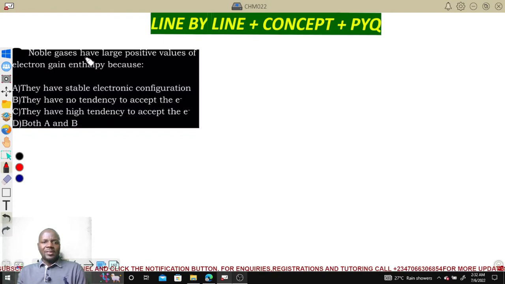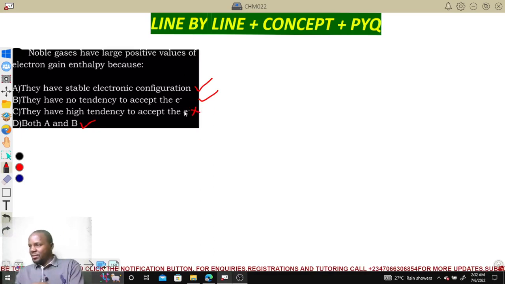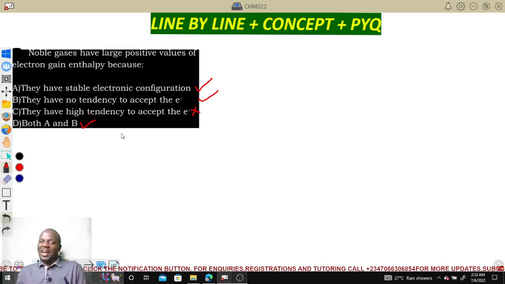Now, noble gases have large positive value of electron gain enthalpy because they have what? Stable electronic configuration. I talked about that. They are stable. They have no tendency to accept electron, which is the same thing as the language of the first one. When something is stable, they don't accept what? Electron. So the answer to this is both A and B. They have high tendency. They cannot. When we say they have no tendency to accept electron, you can say they also have high tendency.